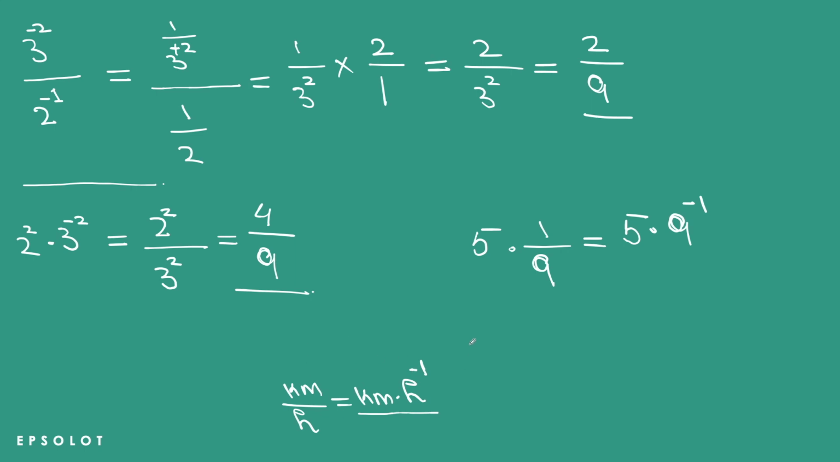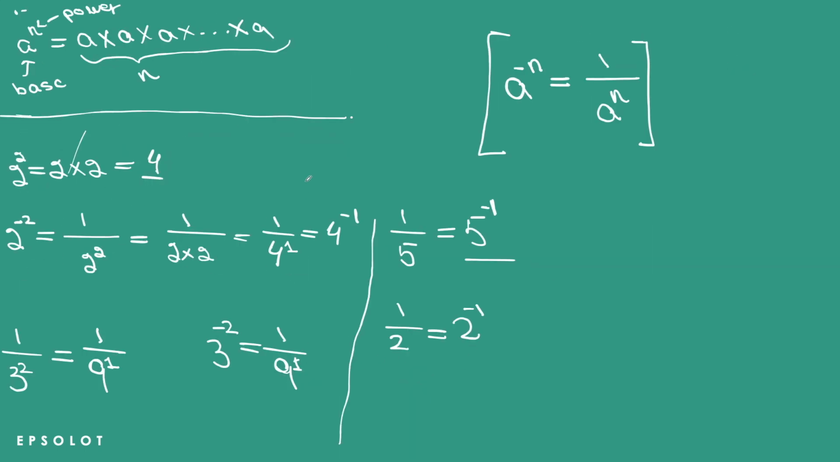So going back, if any number is raised to a negative exponent, all you need to do is rewrite that as 1 over a to the power of n. And that is exactly what having a negative exponent means in terms of mathematics.